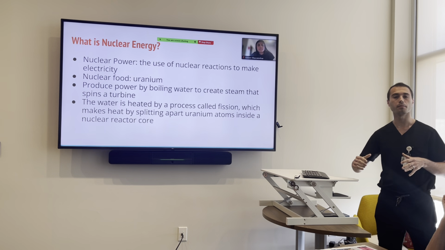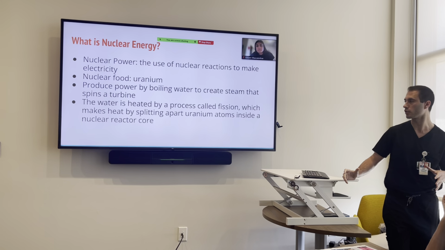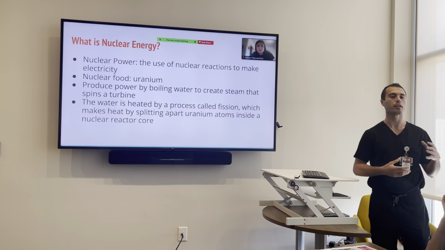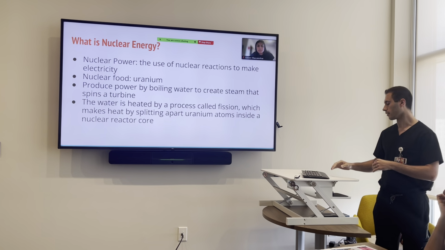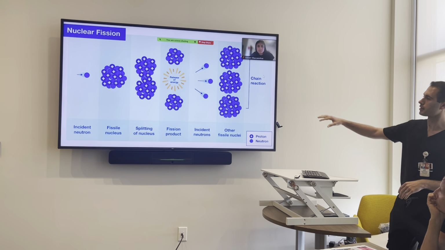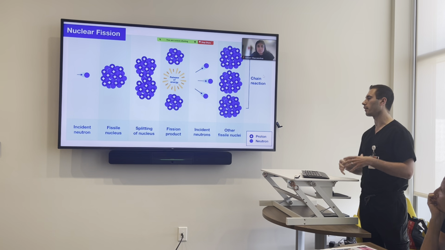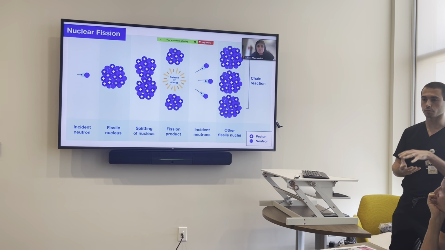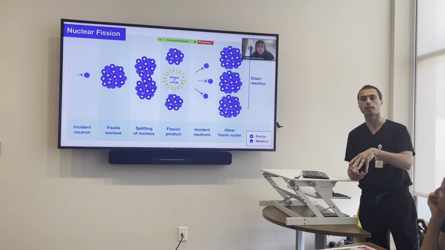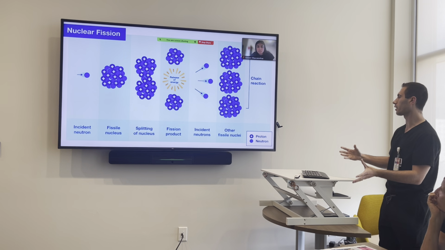And the water is heated by the nuclear fission we're going to talk about, which is where we make heat by splitting apart the uranium atom inside a nuclear reactor core. And we'll demonstrate to make it a little bit easier. So here you can see, we start with a neutron, which hits the nucleus. We're going to split that, and the fission products themselves are going to start a cascading chain reaction, and that's how we're going to get the electricity out.